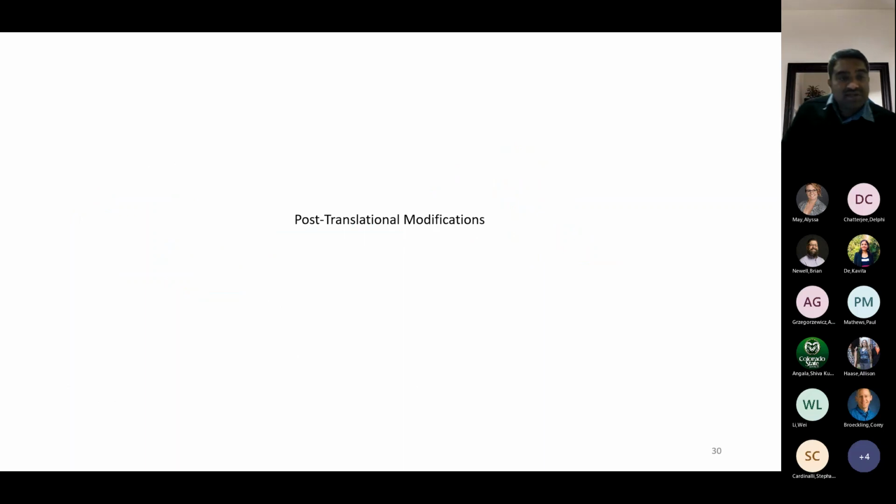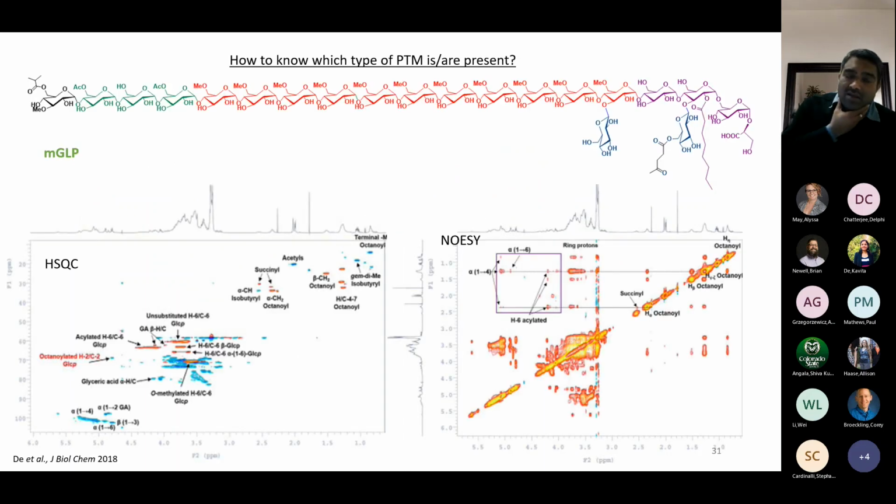Now, going into post-translational modification, simply speaking, for identifying post-translational modifications and their locations, NMR is the best option. Yes, if you do a 2D NMR, you will get all sorts of information, right, including which types of post-translational modifications are present, like acetyl, succinyl, butyryl, octyl. All this information will be there.